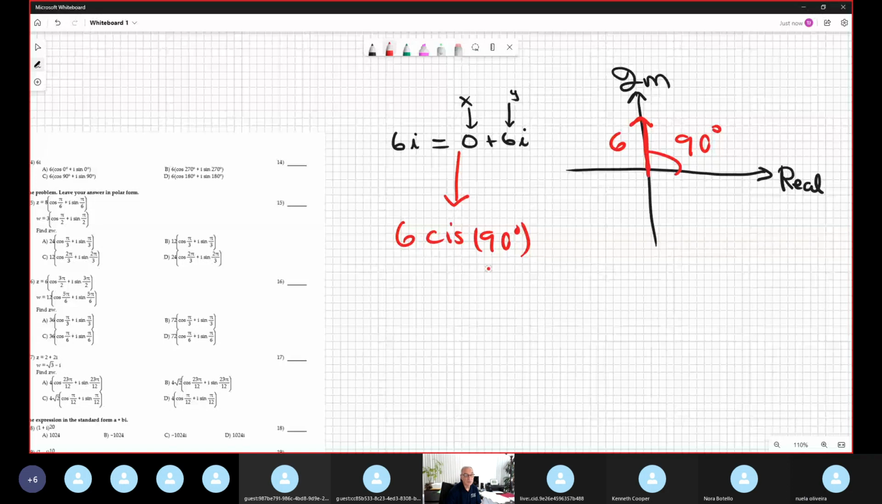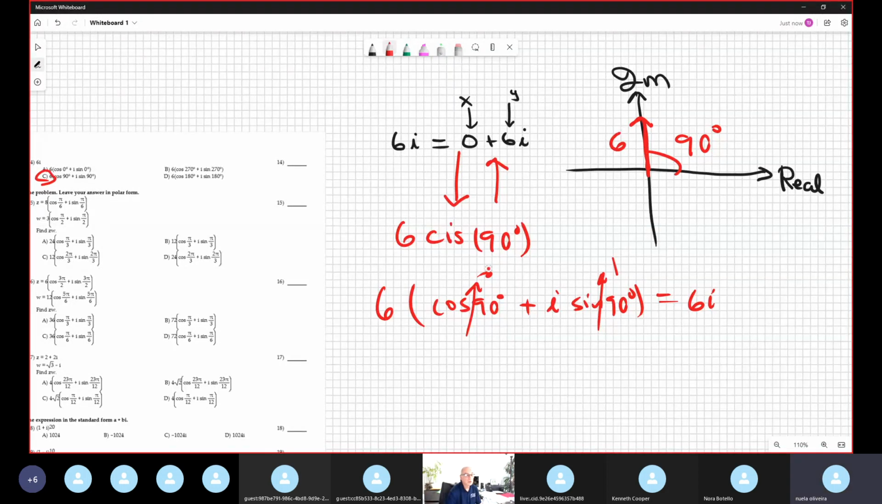Double checking. This is equivalent to say 6 parenthesis cosine 90 degrees plus I sine 90 degrees. Cosine 90 degrees is 0. Sine 90 degrees is 1. 1 times I is I, 6I. We come back at the beginning in opposite direction. Is the option C, no? Obviously. Yes. Can I take a picture, Professor? Yeah. Thank you.